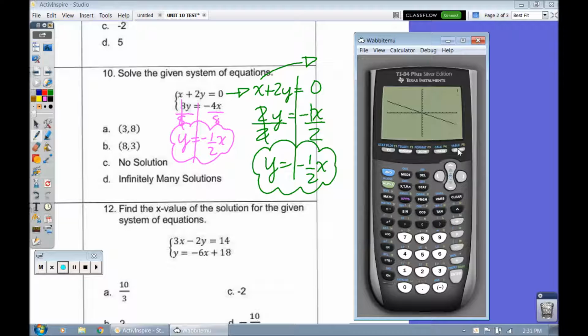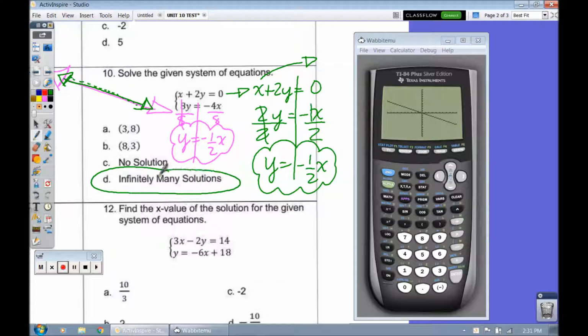There's one, and we don't see another one. How come we don't see the other one? Because they're both the same. They're both on top of each other. So you have this pink line, and you have this green line. And we said that the solution is where they cross. They're crossing everywhere, which means they have infinitely many solutions.